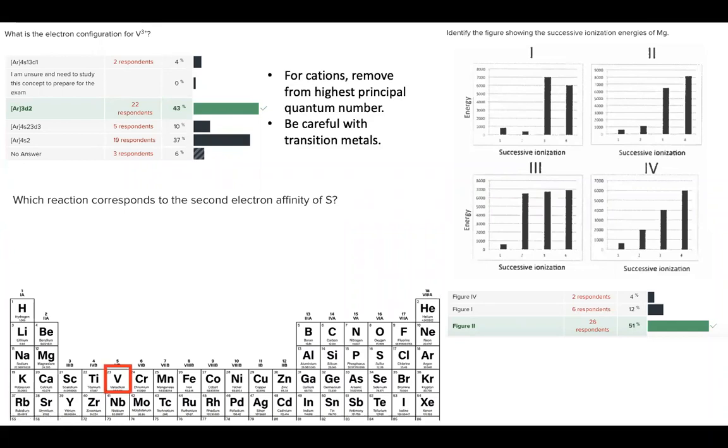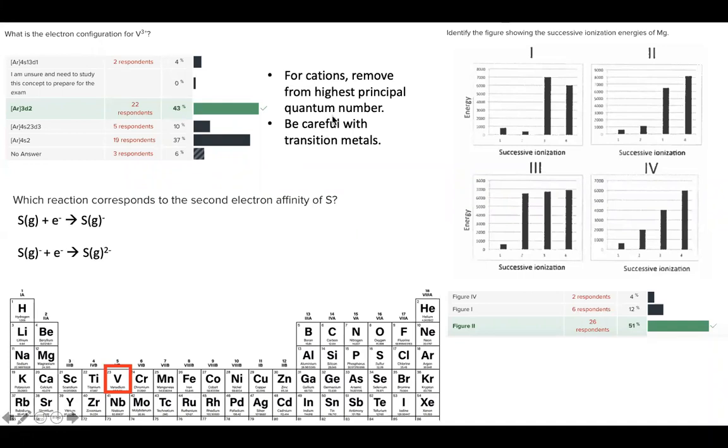Key idea there for making cations: when we're removing electrons, we remove them from the higher principal quantum number, and we have to be especially careful with transition metals. That's exactly what you see within this one. You notice the two main responses: students are able to remove electrons, but we're going to remove from the 4s before we remove from the 3d. The main error was removing from the 3d rather than the 4s. Be careful with the transition metals. We remove from the higher principal quantum number.